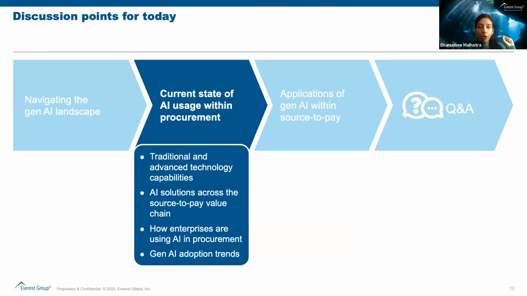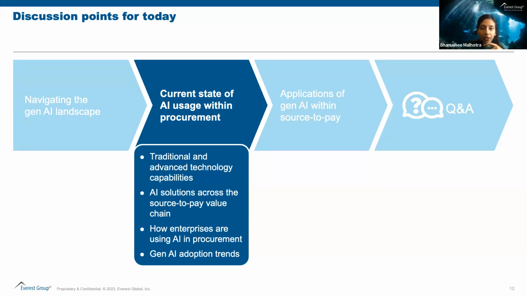What we want to cover now in this section is a deep dive into the procurement department, starting with a focus on AI. This is not just about Gen AI, but the overall AI/ML technology adoption within procurement. We would talk about the adoption of traditional versus advanced technologies, and focus on case studies and examples across the source-to-pay value chain. So what are the top use cases in procurement, how enterprises are using AI in procurement, and then we would bring focus back on Gen AI and how Gen AI is going to lead that adoption.